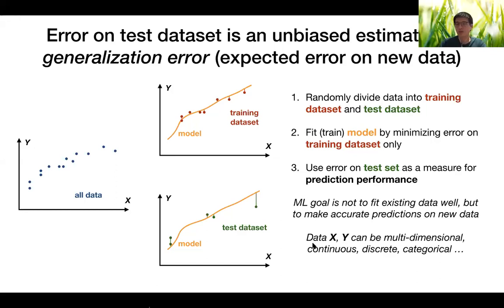And what I showed you in the previous couple of slides is just one-dimensional data, and it's very simple regression. But the data can be anything. They can be multidimensional, they can be continuous, they can be discrete, they can be categorical. So the same paradigm applies. You divide the data first, fit the model, and then test the model on the test set to get prediction performance.